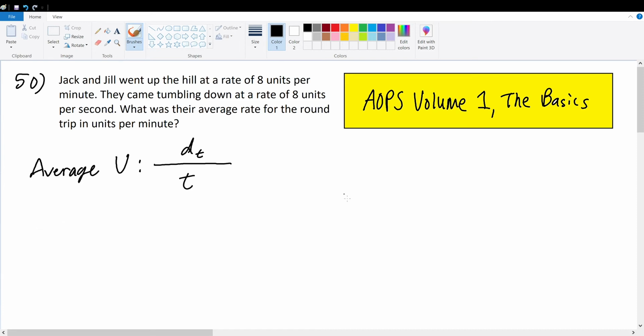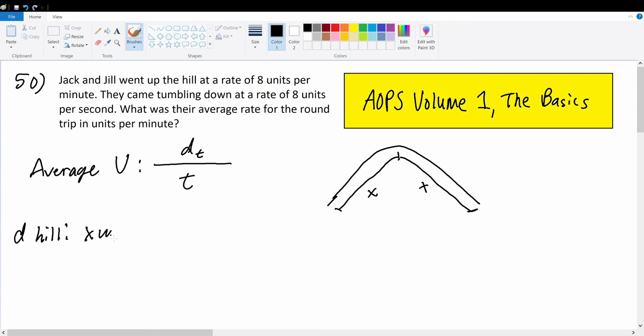So let's construct a rough model of what this question is representing. From the base of the hill to the top of the hill, let's call that x. And likewise, from the top to the bottom, let's also call that x. And this hill is symmetrical. You'll see why in a second. And so we just assumed the distance of the hill to be x units. So that is what I've done.